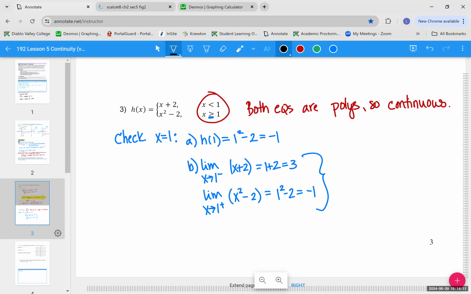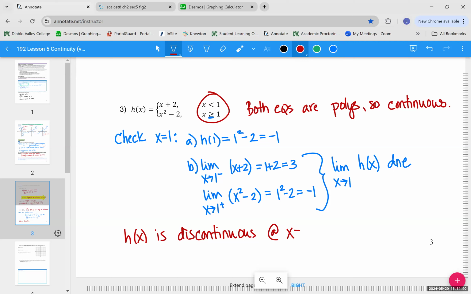So now I'm going to draw my conclusion that the limit as x approaches 1 of h of x does not exist, because I can clearly see the two one-sided limits are not the same. So therefore, we can stop here. H of x is discontinuous, or has a discontinuity, at x equals 1. Okay, I've got one more example here.